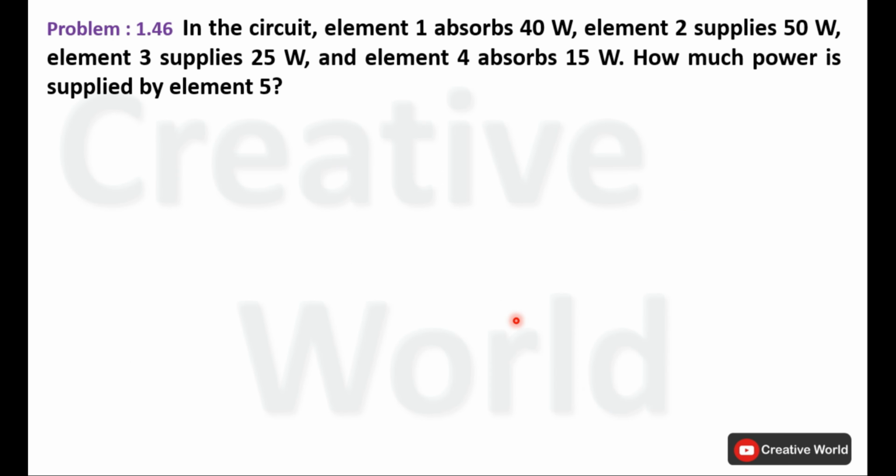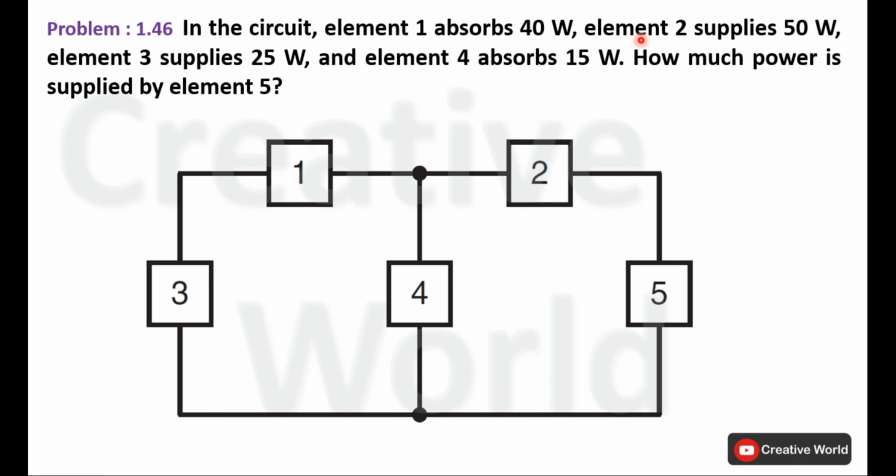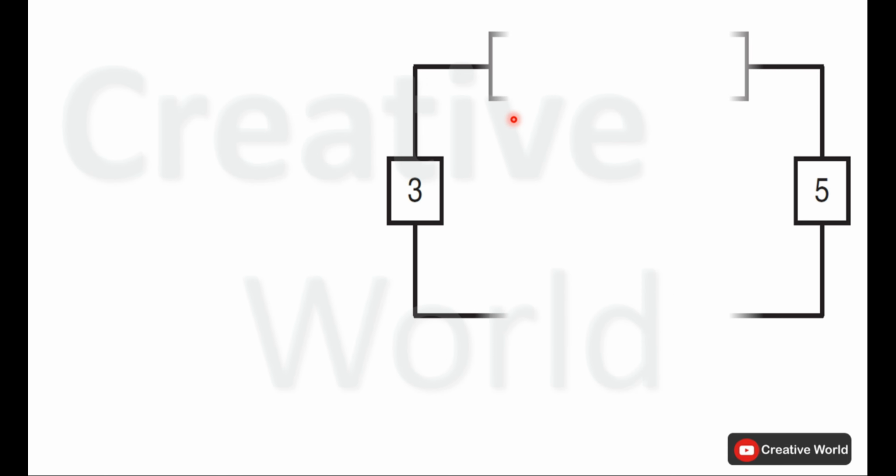First, read the scenario. In the circuit, element 1 absorbs 40 watt, element 2 supplies 50 watt, element 3 supplies 25 watt and element 4 absorbs 15 watt. How much power is supplied by element 5? This is the network and from element 1 to 4, their powers are mentioned in the question, but we have to calculate the power of element 5. So without wasting time, let's proceed toward its solution.